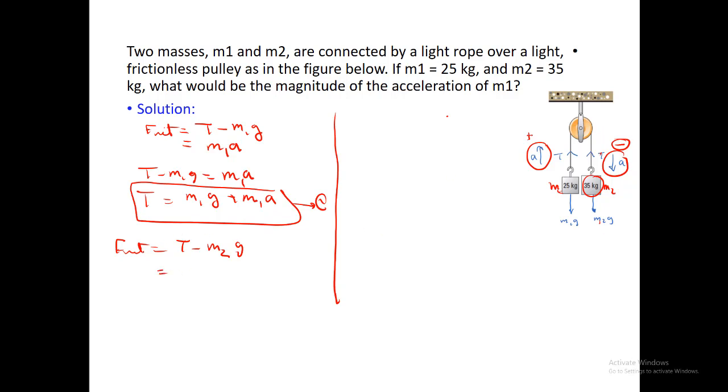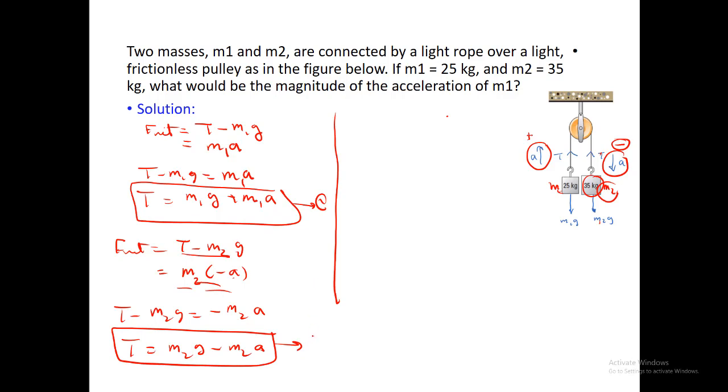And at the same time, F net, Newton's second law, equals the mass times the acceleration. The mass of this one, which is M2, times the acceleration. That should be in this case M2 times negative A. Why? It's downwards. As we did here, we will equate these two equations. So T minus M2G equals minus M2A. Just rearrange the equation and put T on one side. This goes there so it becomes positive: T equals M2G minus M2A.